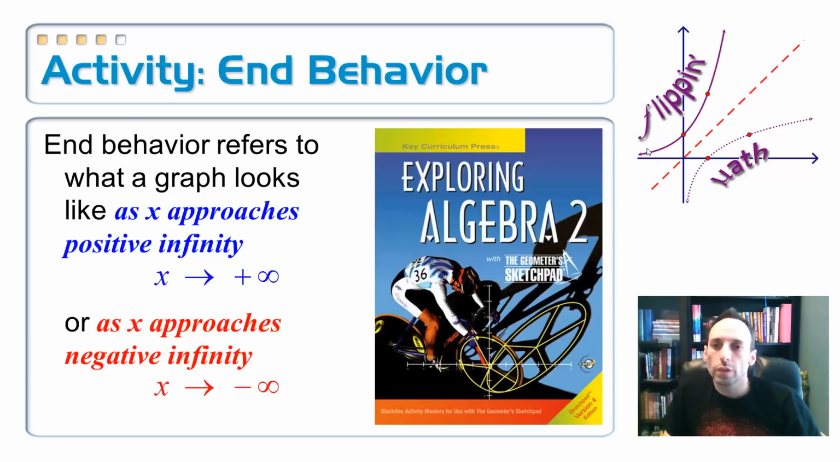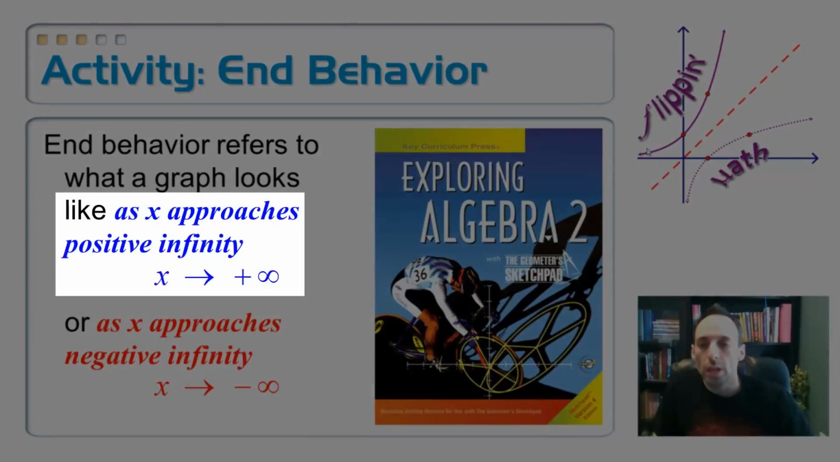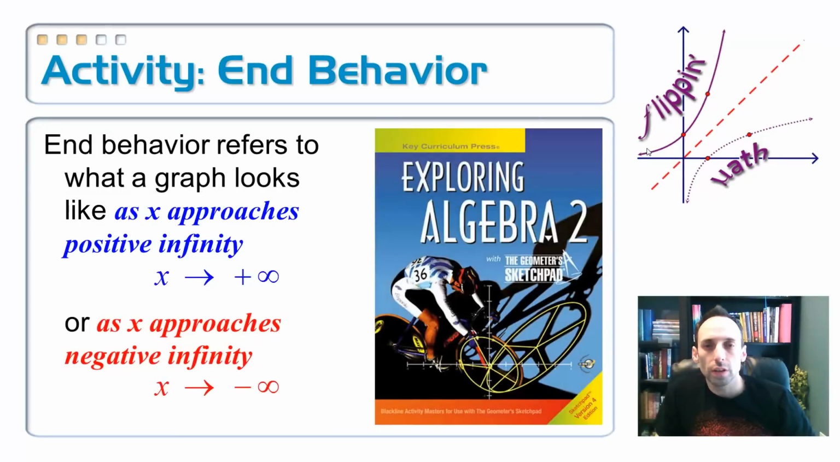Okay, so here's a little bit of terminology for you. End behavior refers to what a graph looks like as x approaches infinity, either positive infinity or negative infinity. And this is the way that I write it. Take a look in blue: as x arrow positive infinity, as x approaches positive infinity, what's y doing? What's f of x doing? Is it also going to positive infinity, or is it going to negative infinity? Is it getting real big or real small?